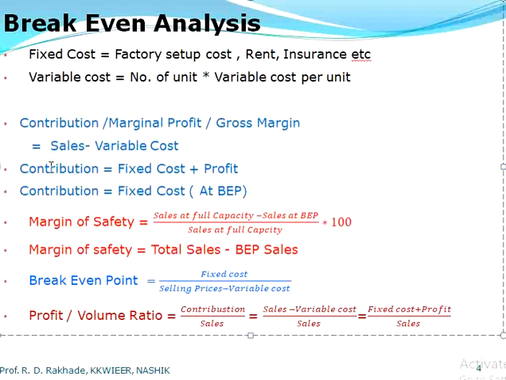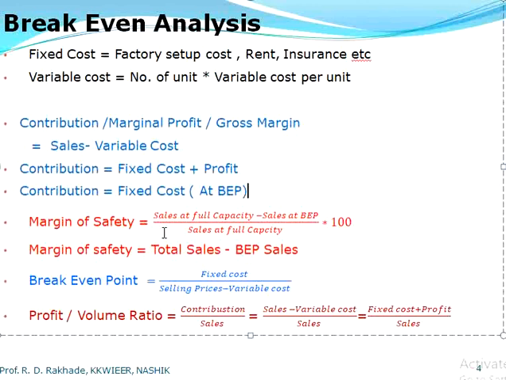Contribution again correlates with fixed cost and profit. The summation of fixed cost and profit is contribution. At the break-even point, we already considered there is no loss, no profit, so profit becomes zero. So contribution is equal to fixed cost. Next is margin of safety.